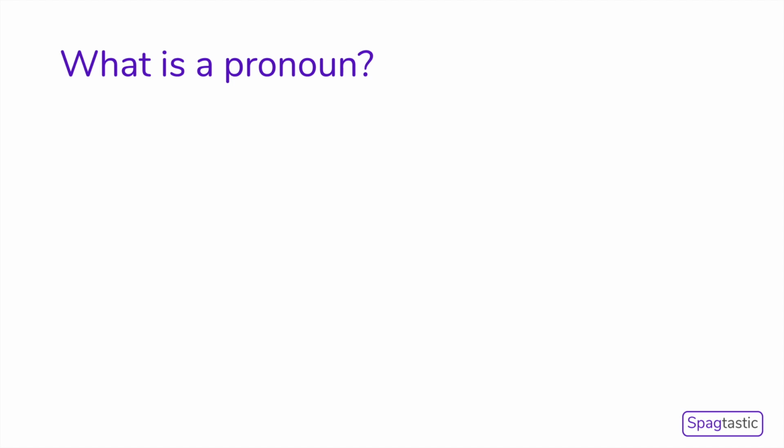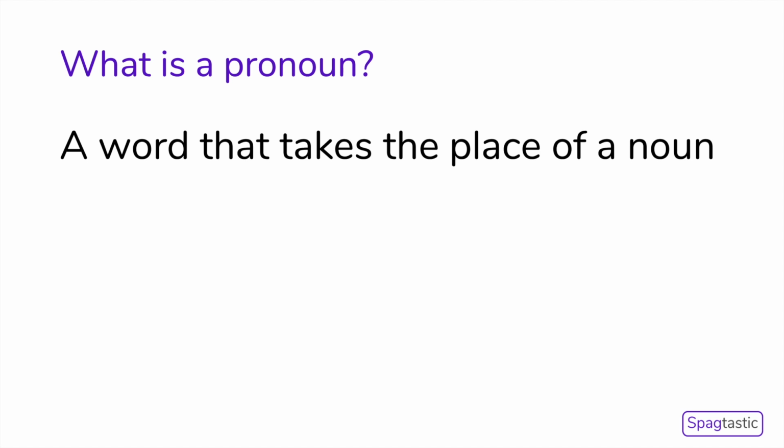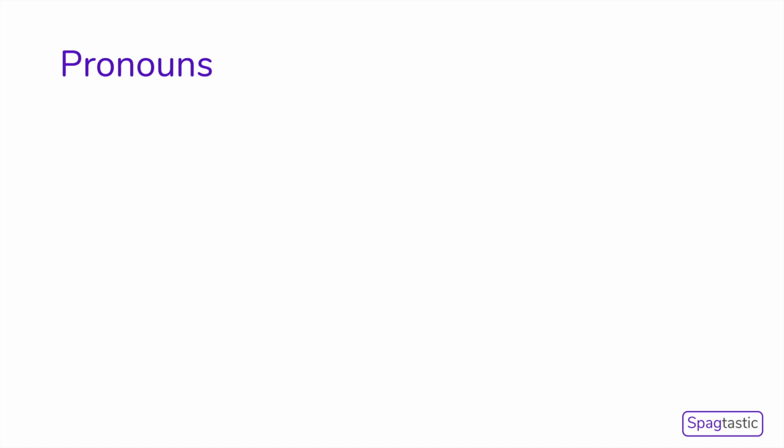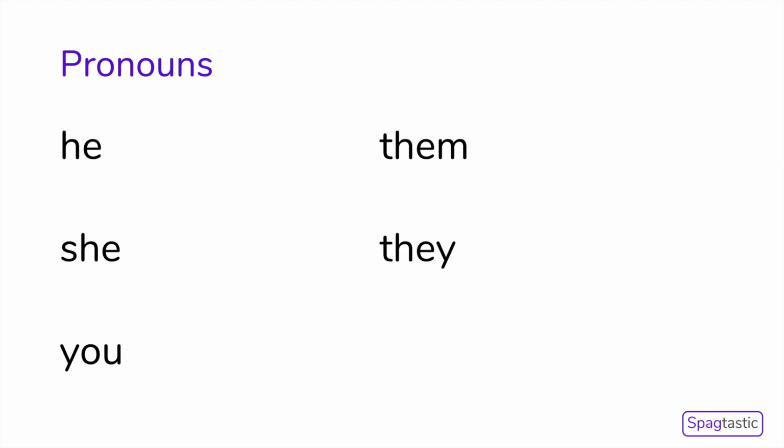What is a pronoun? A pronoun is a word that takes the place of a noun. Pronouns make our sentences easier to read as we don't have to repeat our nouns. Pronouns are words like he, she, you, them, they and I. They are used to describe either individuals or groups of people, rather than using their name or names.